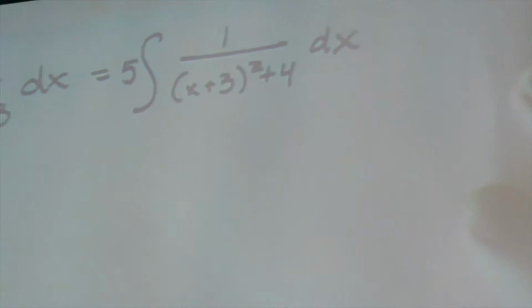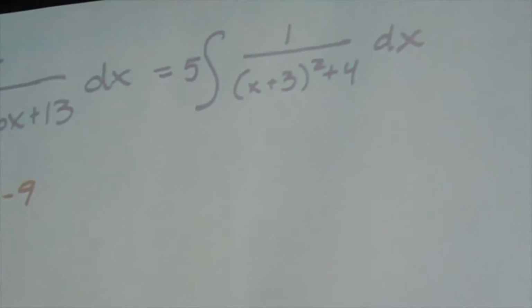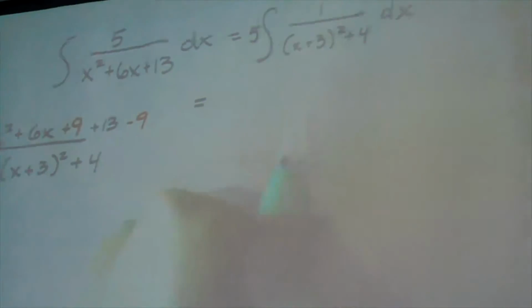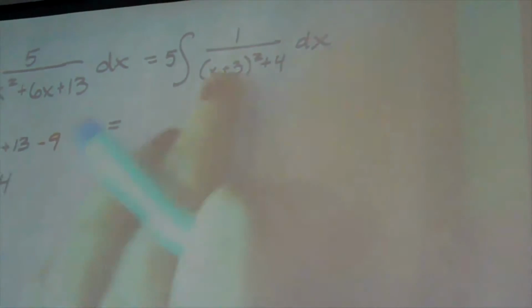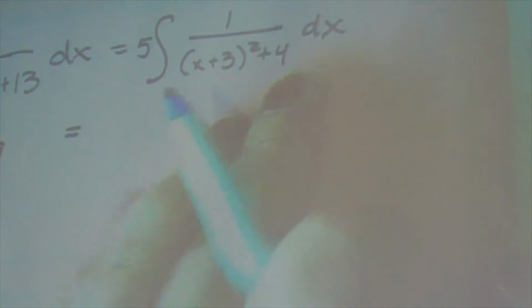Don't forget the dx's. Okay? So what is this? It's arctangent. It's u squared plus a squared, right? So u is x plus 3.